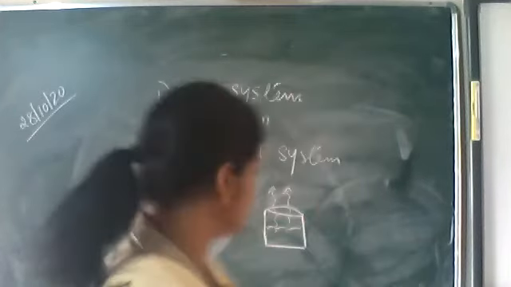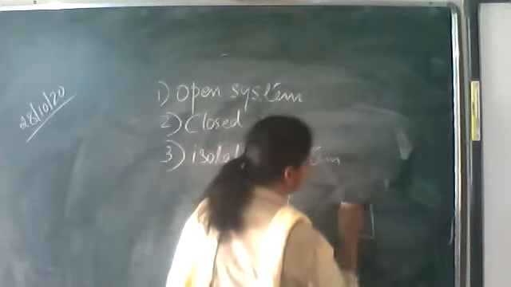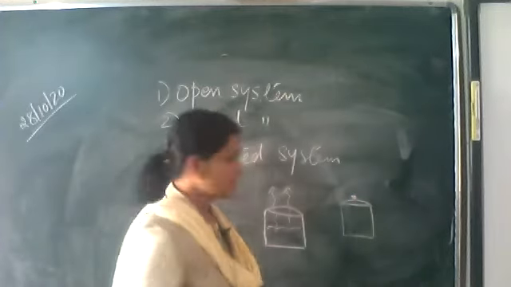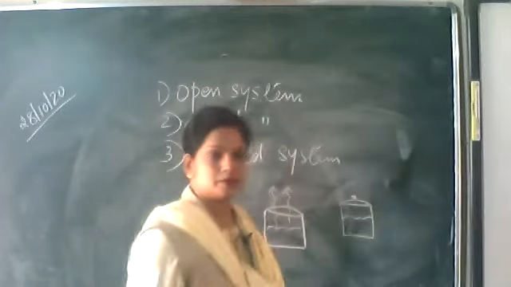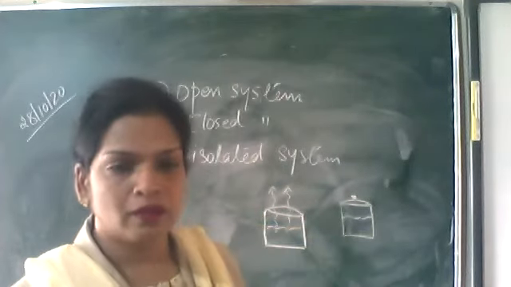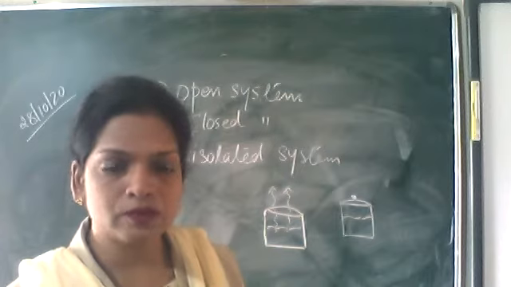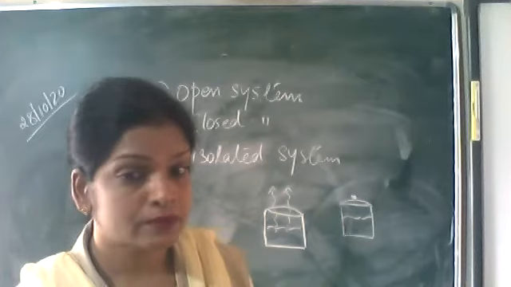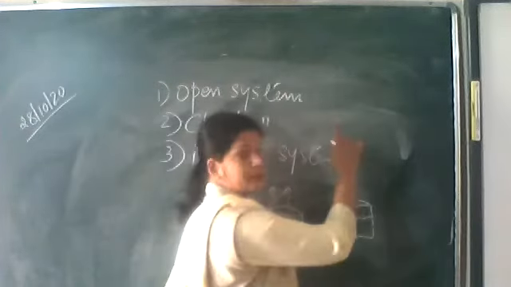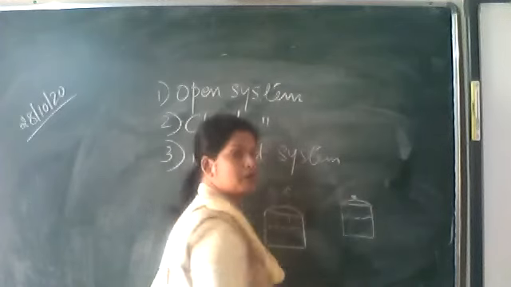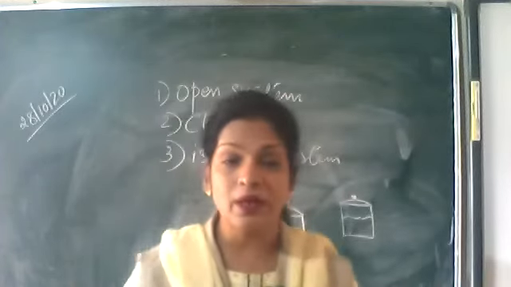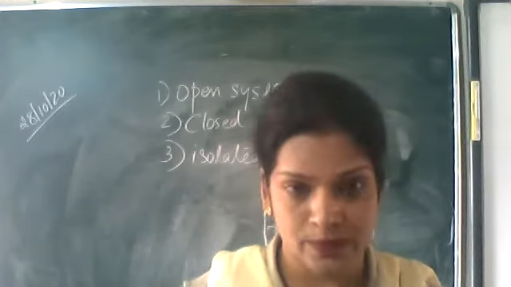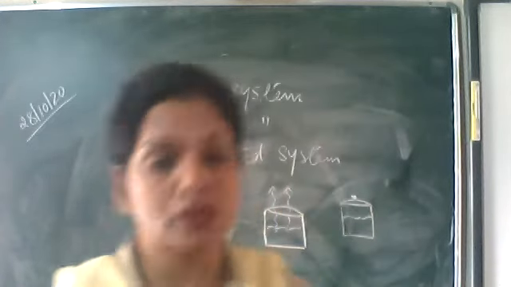What about a closed system? I have taken hot water in this closed system. Of course, after some time, water becomes cold. Water becomes cold, that means energy got exchanged between system and the surrounding. But vapor is not escaping. It is going, touching the lid and coming back into the system only. So only heat energy got exchanged. Only energy got exchanged, not the matter. Such systems are called closed system.